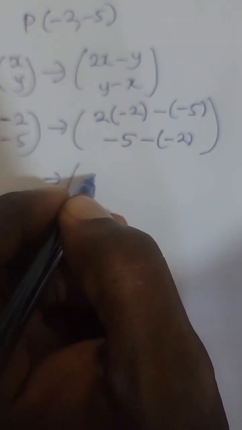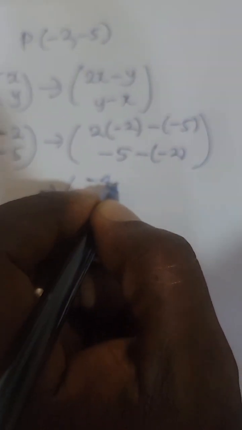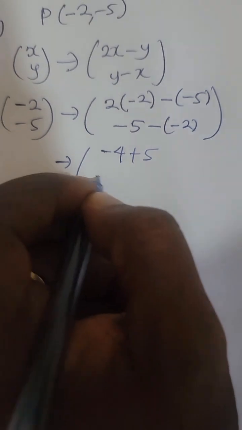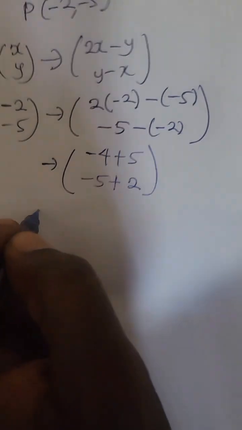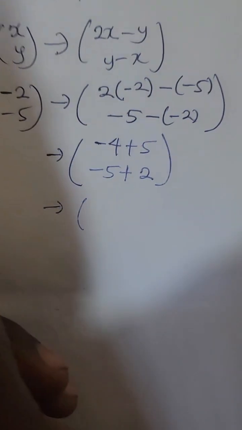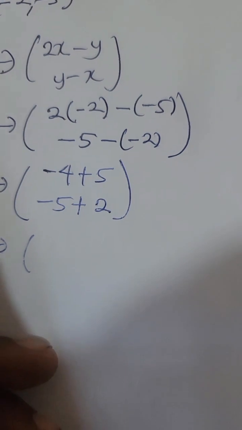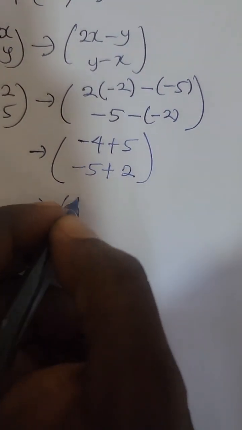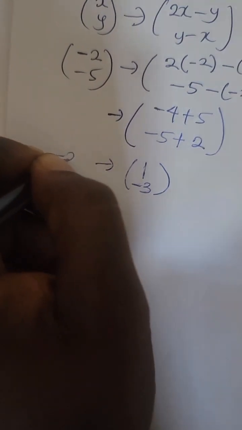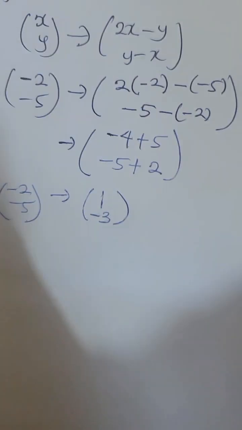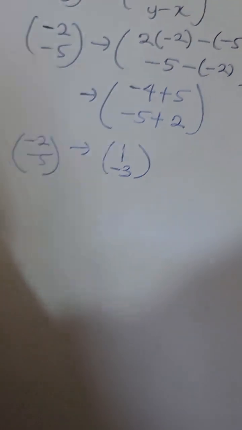2 times -2 is -4. That's plus 5. Then we'll have -5 plus 2, because when two negatives are in between two numbers, they become positive. So now -4 plus 5 is 1. -5 plus 2 is -3. So it means that our (-2, -5) becomes (1, -3). So the image K is (1, -3).